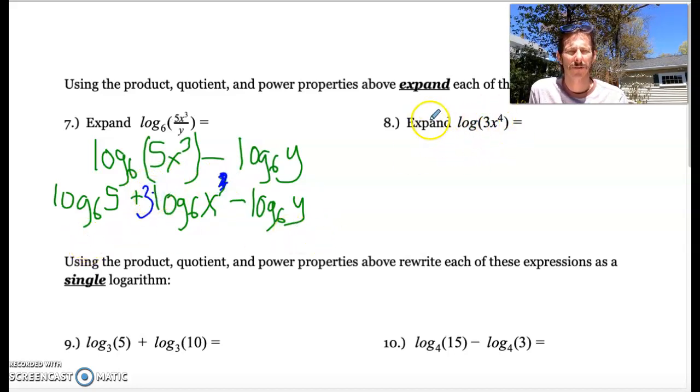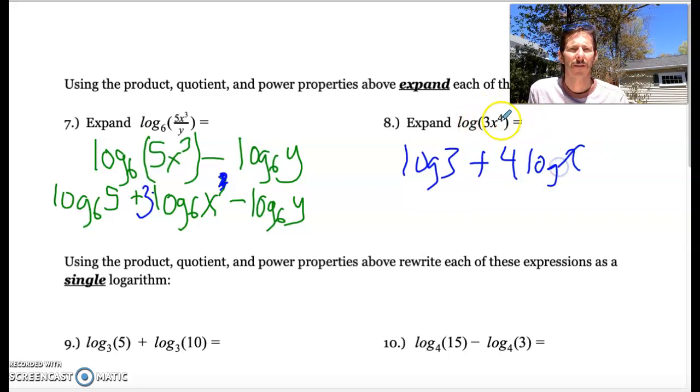You're going to try it with this one. Pause the video, give this one a go. All right, video's on pause. You should have gotten log 3 plus 4 log x. These are being multiplied, so I go to add, and the exponent that was on the x, that is only on the x, so it drops only in front of the part that has the x.